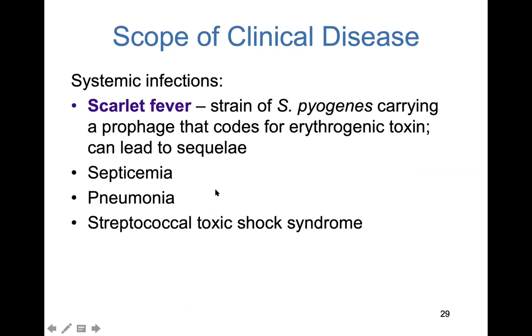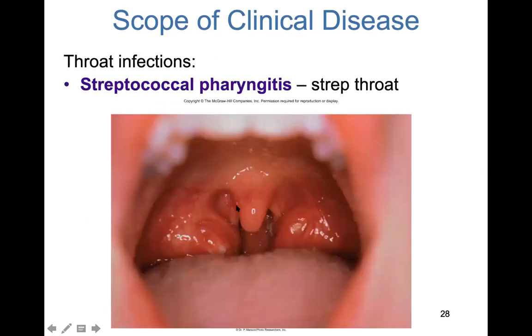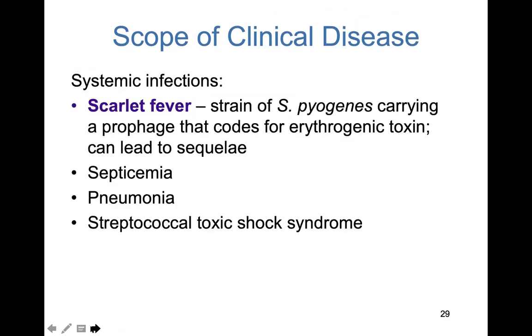Systemic infections are called scarlet fever. Obviously it gets its name from the scarlet color of the rash. A strain of Streptococcus carrying a prophage that codes for erythrogenic toxin can lead to sequela. So it's a strain of this, and the child might have something else going on, or might have a weakened immune system. The strain can take over. Maybe there's not a lot of other bacteria in the microbiome, so there's no competition.